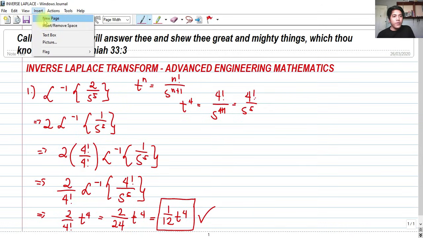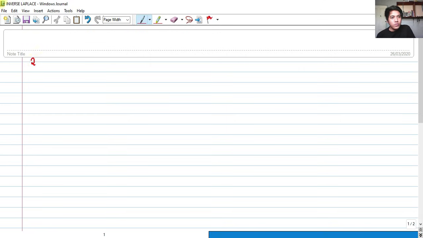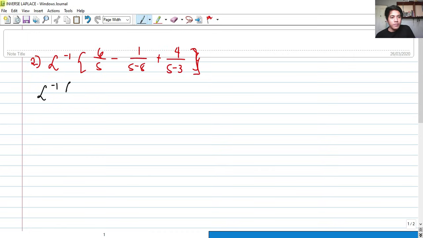Okay, let's try another example. For number 2, we try to get the inverse Laplace transform of 6 over s minus 1 over s minus 8 plus 4 over s minus 3. This is very simple. Again, we can distribute the inverse Laplace sign. That's one property of inverse Laplace. Since this is subtraction and addition, we can distribute that.